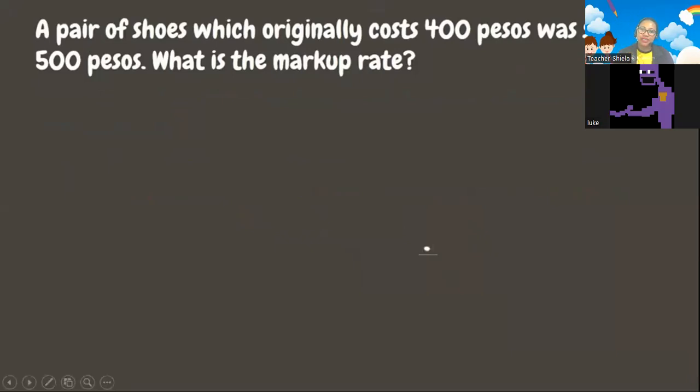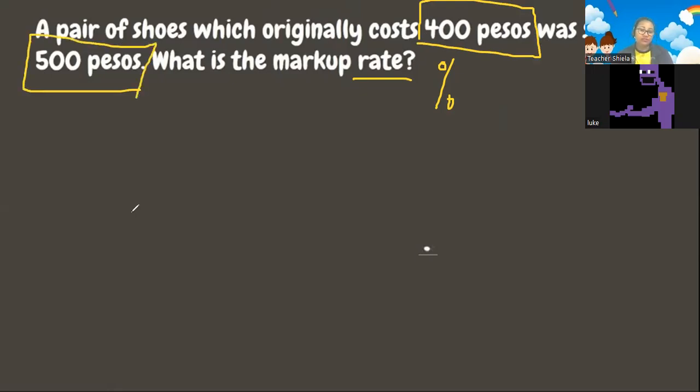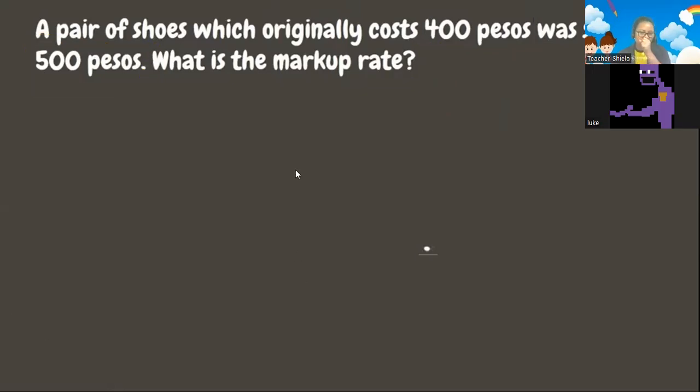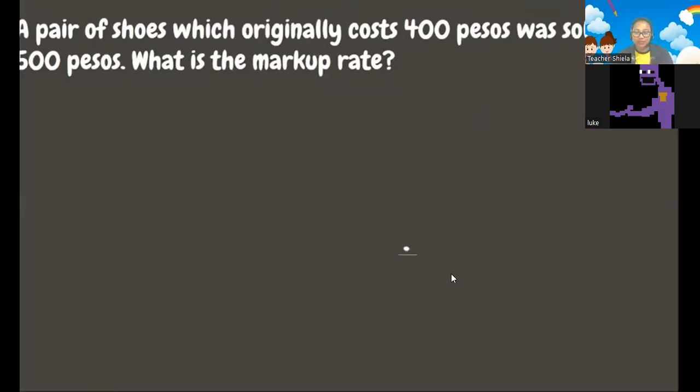The markup rate, again, if that is a rate, it means that it is a percent, right? Yes. Originally it was 400 pesos, but then it was sold for 500 pesos. So how do you think we can get the markup rate? Do you have any idea of how to get the markup rate?